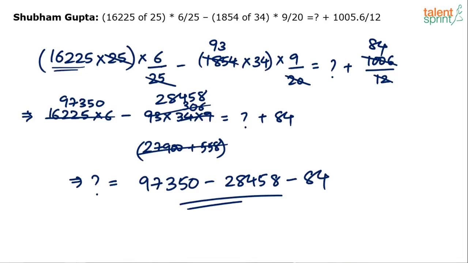Again, approximate calculation. Remember, this is an approximate calculation, right? Some of the approximations that we have done is 1854 by 20 has been taken as 93 approximately, right? Then 1006 by 12 also has been taken as 84 approximately. All others are precise calculations. Okay, so Shubham, I don't see any other way out since options have not been given. If options were given, we could have tried with some technique or other methods that we know. All right, so simplify this last step and I'm sure you will get the answer.